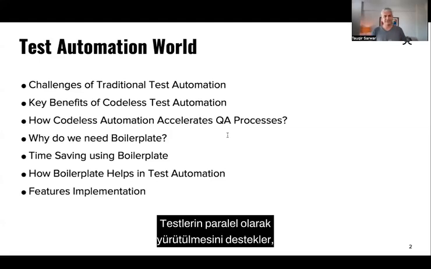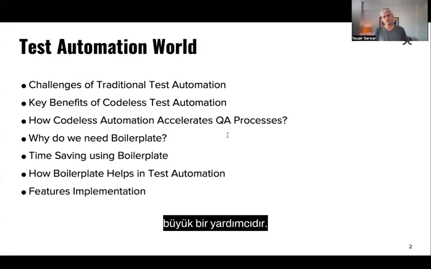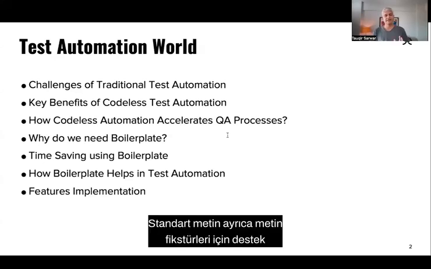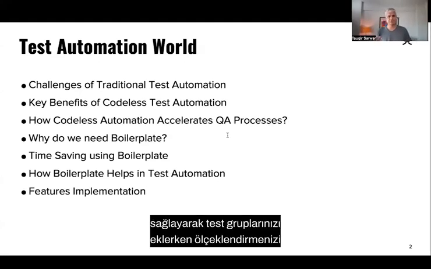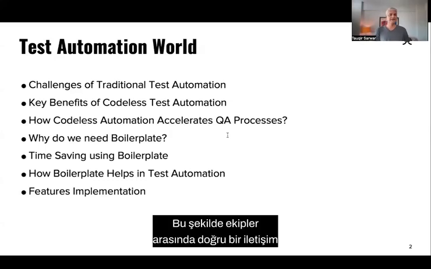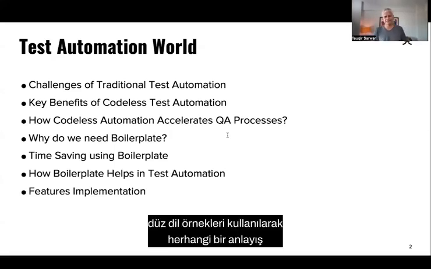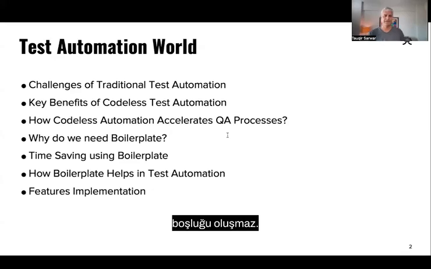It supports executing tests in parallel, which is a big help in reducing the overall execution time. The boilerplate also provides support for test fixtures, making it easy to scale your test suites as you add them. In this way, teams can communicate properly, and there would be no gap in understanding by using plain text or plain language examples to illustrate business rules.